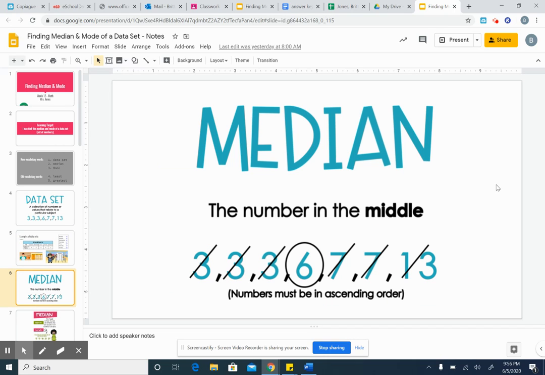Now, the median is like saying the number in the middle. So if you had a list of numbers and you had them in order from smallest to biggest, the number in the middle is called the median. Okay, so median, middle, median, middle.